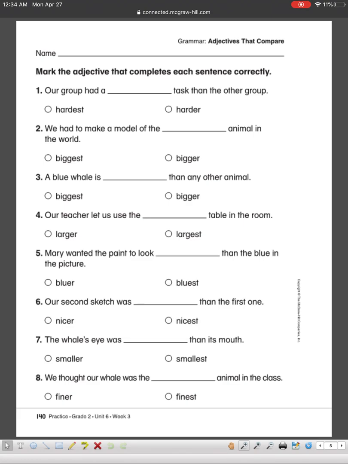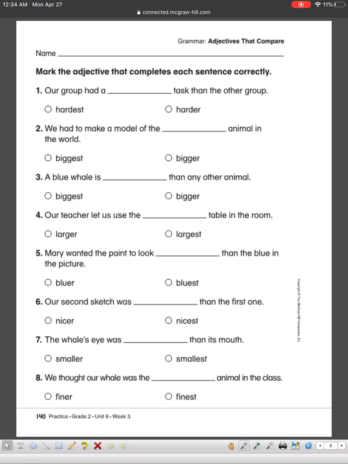So we know that we can use adjectives to compare nouns. We add ER to the end of an adjective to compare two nouns. And we add EST to the end of an adjective to compare more than two nouns. When an adjective ends in E, we drop the final E before adding ER or EST. Okay? So let's get started.